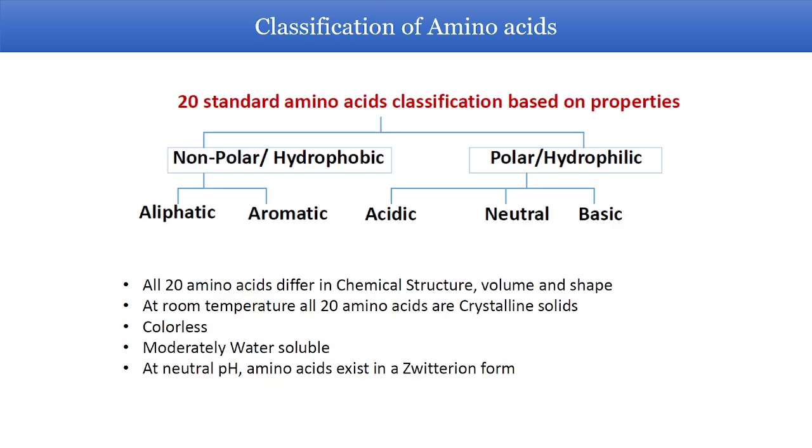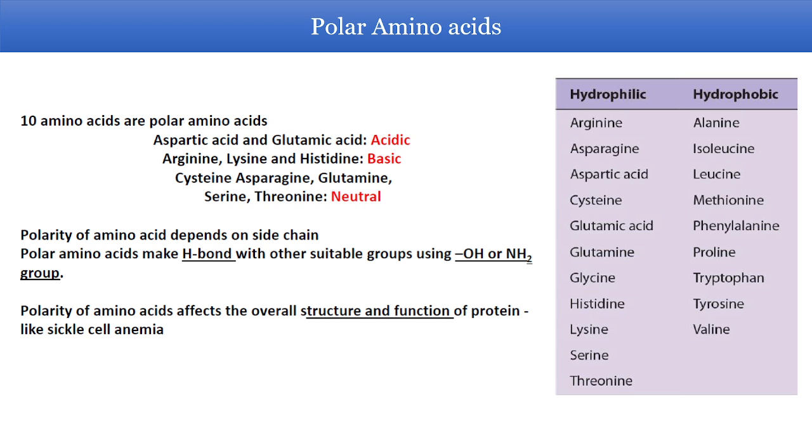So the classification of amino acids can be done in two ways: the non-polar hydrophobic ones and the polar hydrophilic ones. The non-polar includes your aliphatic and aromatic, whereas your polar amino acids are acidic, neutral, or basic in nature. All 20 amino acids differ in chemical structure, volume, and shape. At room temperature, all of these 20 amino acids are crystalline solids. They are colorless, water soluble, and at neutral pH they exist in a zwitterionic form.